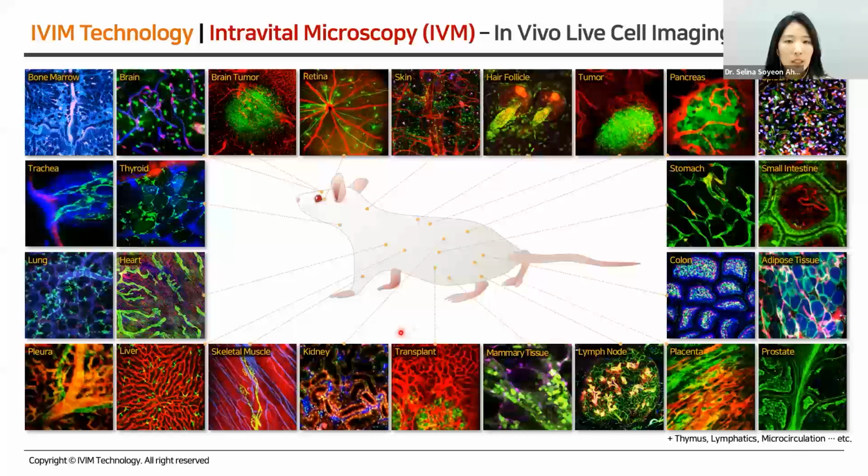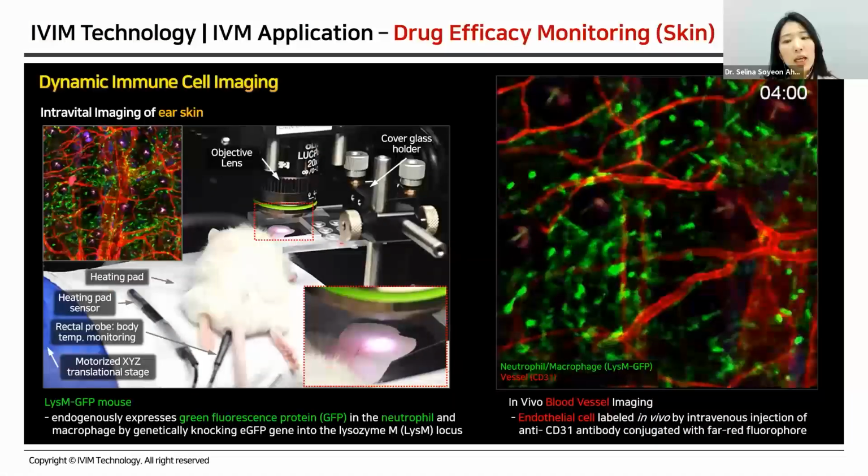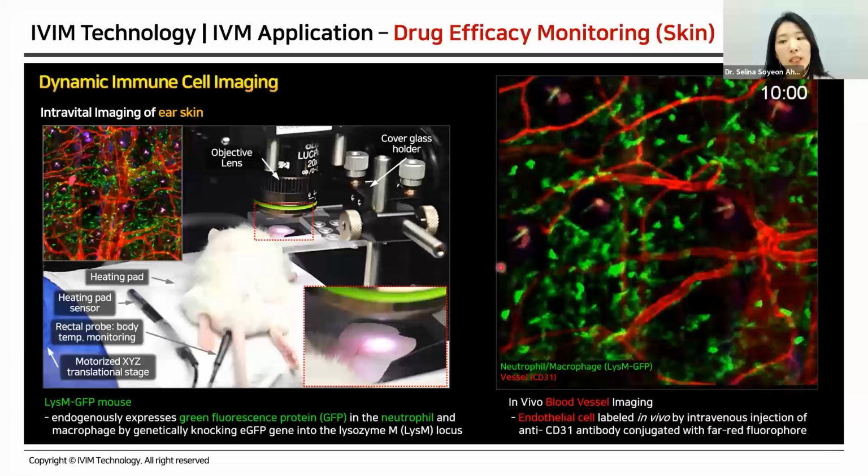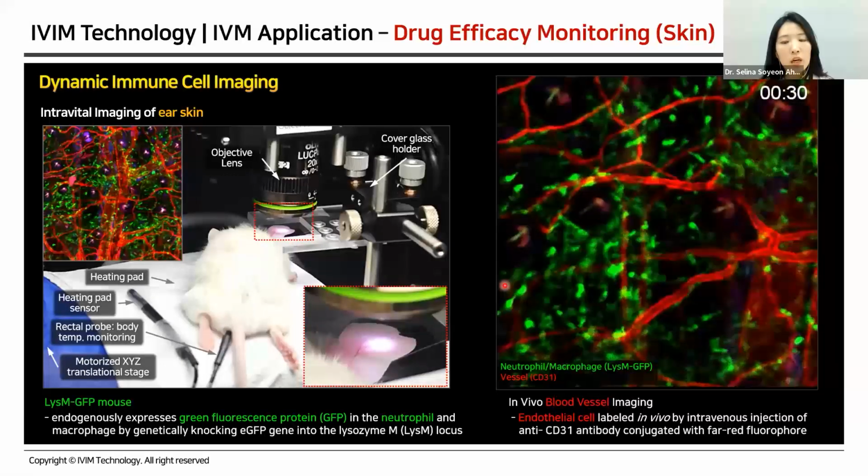Finally, IVIM's intravital microscopy has succeeded in high quality live cell imaging in almost all internal organs in the live animal model. It includes the brain, even the retina, and some GI tracts inside of the abdomen, prostate, lymph node, mammary tissue, liver, muscle, and even heart and lung. So from this slide, I'd like to introduce the research application in detail according to the target organ.